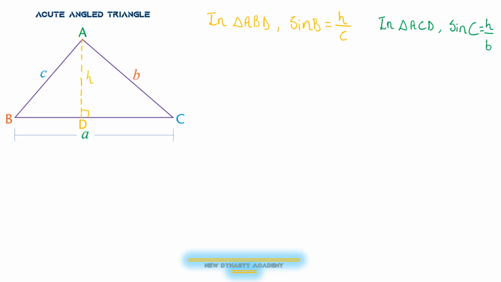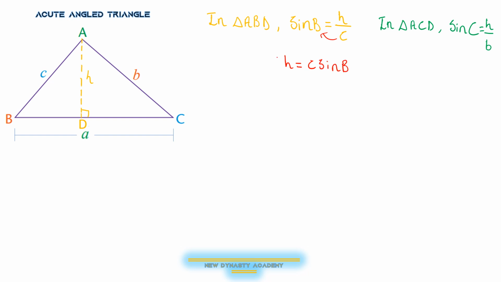So starting here on the left hand side, let us make h the subject of the formula. How do we isolate h? We isolate h by multiplying both sides by c, or you can just multiply c over on this side. Then we're going to have h equals c sine B.